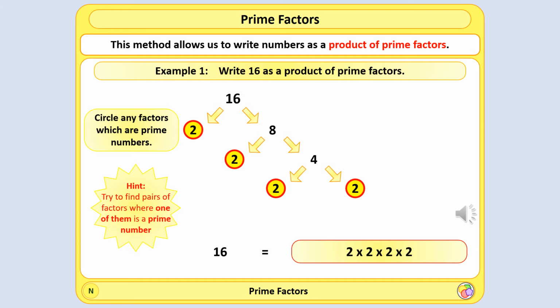There are multiple ways for you to do this today. But eventually you should get to the answer where you've got 4 2's circled. And that means that 16 is equal to 2 times 2 times 2 times 2. And we know that because 2 times 2 is 4, times that by 2 is 8, times that by 2 is 16.